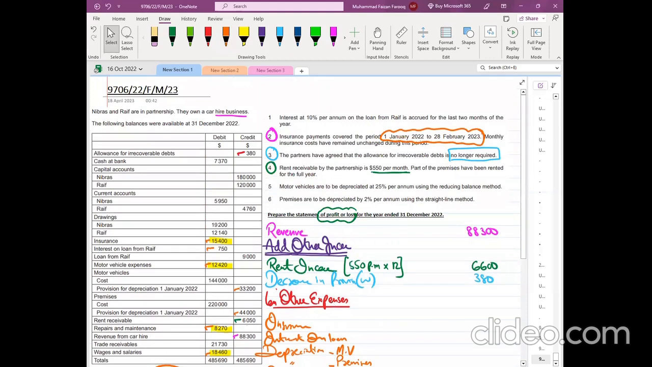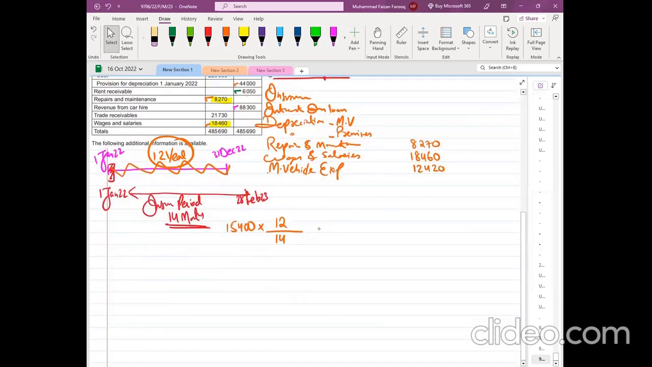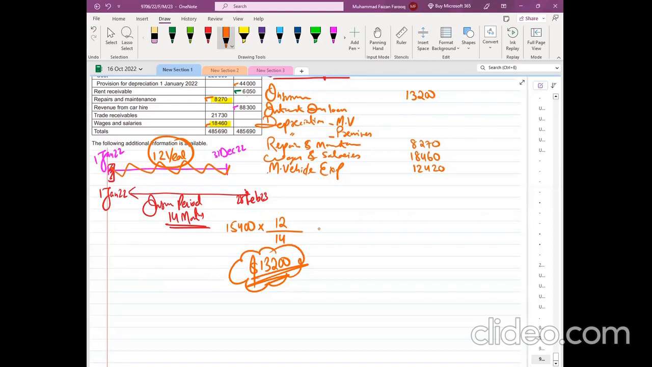This insurance is covering a 14 months period, and we are doing it for a 1 year period. So what expense should we charge in our income statement: 14 months expense, or only the 12 months for which we are preparing the profit and loss statement? What should we do? We should record the expense as per the period of accounts, which is 12 months. The amount 15,400 is for 14 months. We compute it for 12 months, and we got the answer, which is the expense for the year.